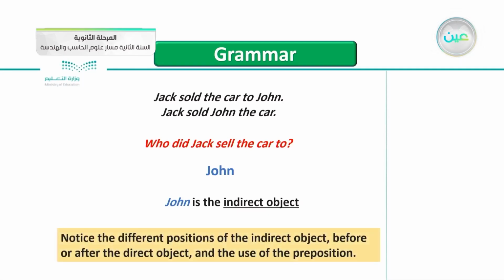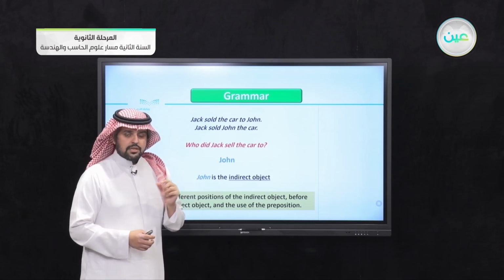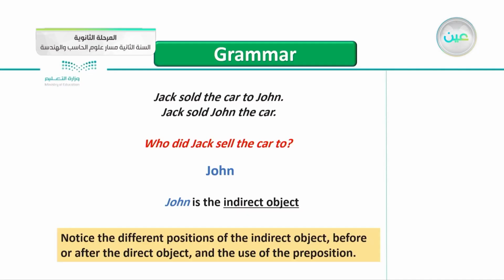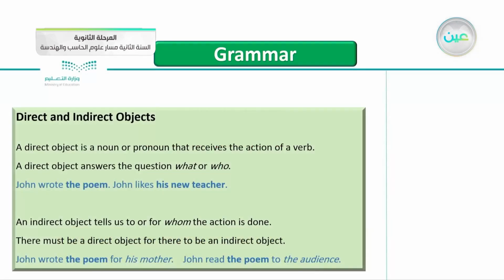Notice the different positions of the indirect object, before or after the direct object, and the use of the preposition. We notice here, you said Jack sold the car to John. Notice the indirect object John here is at the end of the sentence. And the second, Jack sold John the car. So when we remove the preposition to, the indirect object changes its position in the sentence. We'll be studying more about that now.